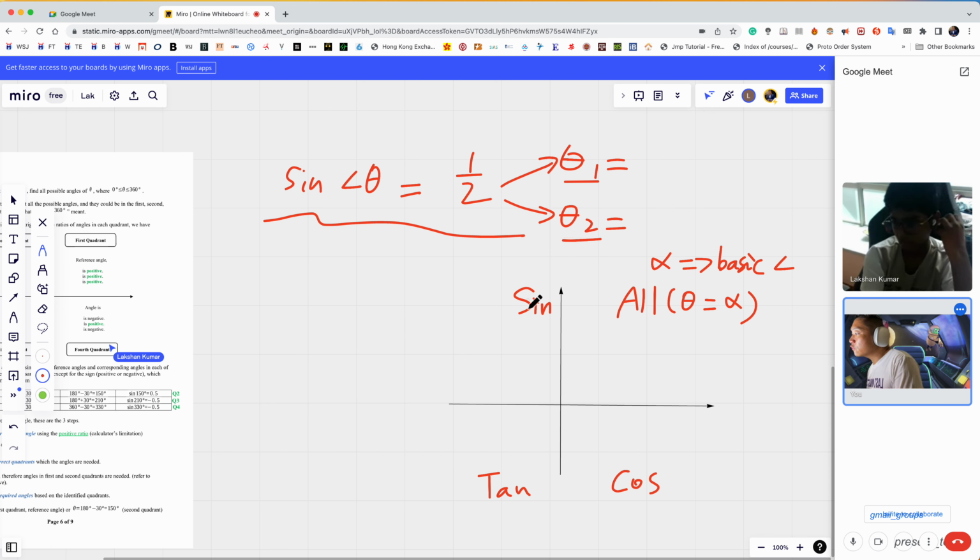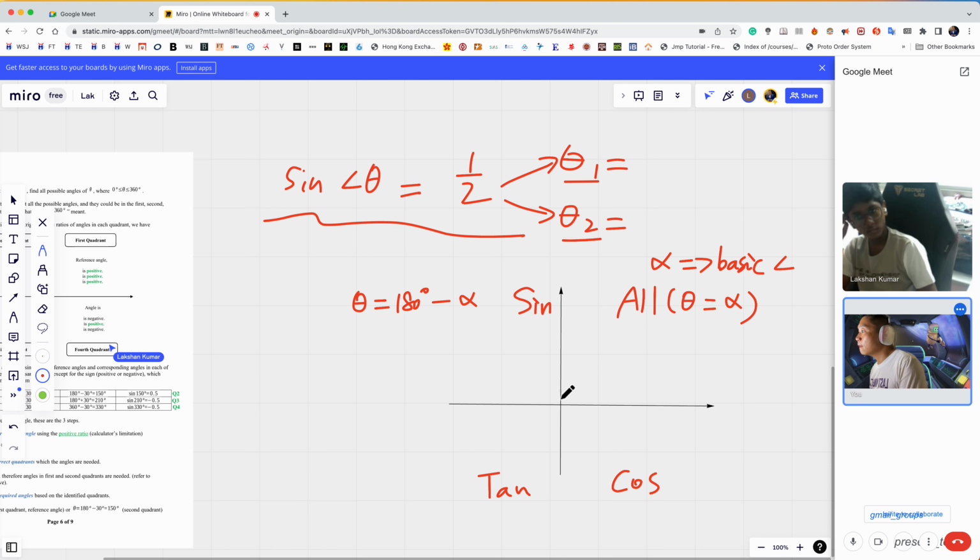So for sine, the formula is theta equals 180 degrees minus basic angle. So this basic angle, we will talk about it later.